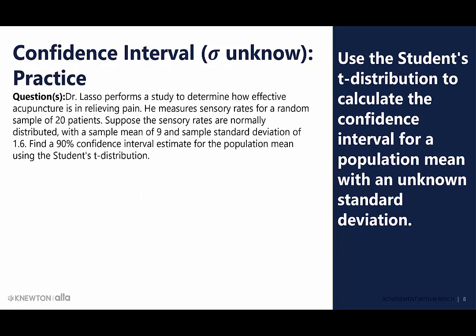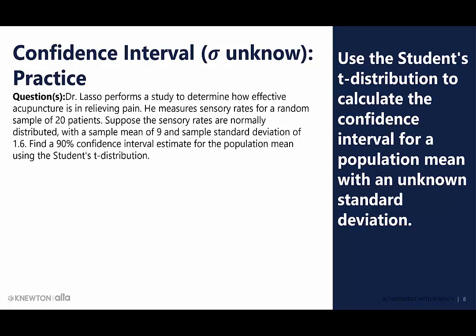Okay, Dr. Lasso performs a study to determine how effective acupuncture is in relieving pain. He measures sensory rates for a random sample of 20 patients. Suppose that sensory rates are normally distributed with a sample mean of 9 and sample standard deviation of 1.6. Very important here. We know the sample standard deviation. We do not know the population standard deviation.